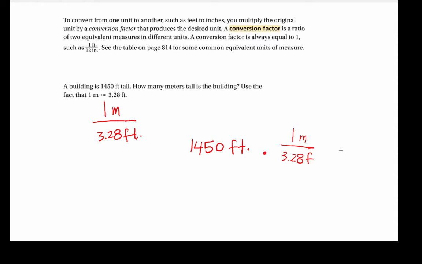Okay. Now, after we multiply that, whatever value we get, the units are going to be meters, correct? This gives us a clue here. We're going to basically write 1,450 feet as a fraction. And that number is either going to be in the numerator of a fraction or the denominator of a fraction. What we want to do is look at unit canceling, okay?